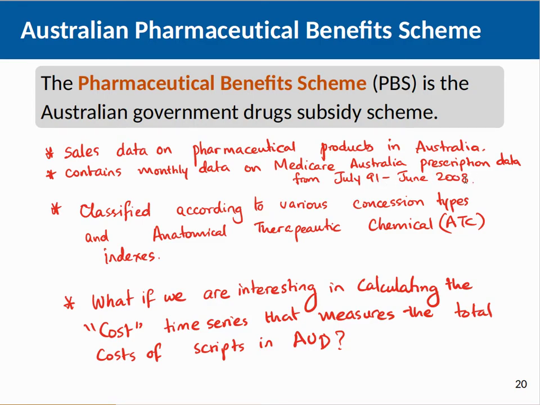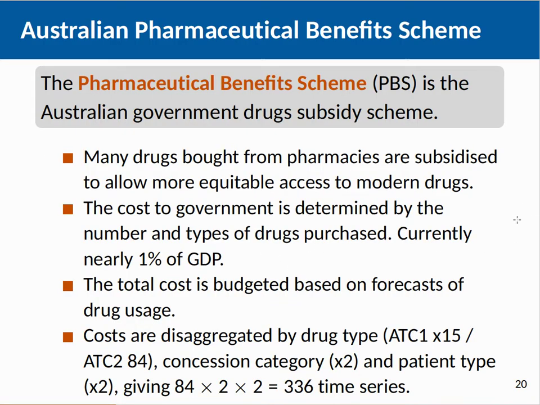I think you should just work with this data in R and see what you observe from the data. And if I am right about this, it is also classified according to various concession types, which we'll see, or some kind of ATC index, which is anatomical therapeutic chemicals. And we can ask ourselves, what if we are interested in calculating the cost of the time series, that is, measuring the total costs in Australian dollars of some of these drugs?